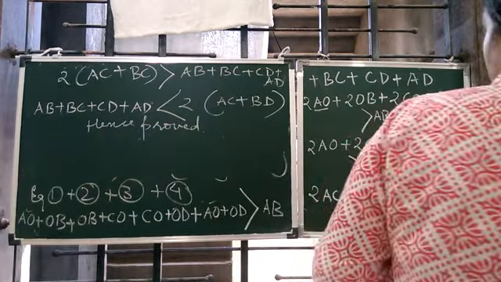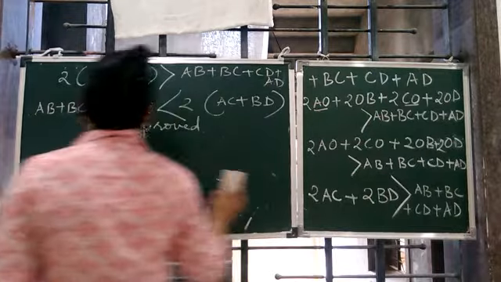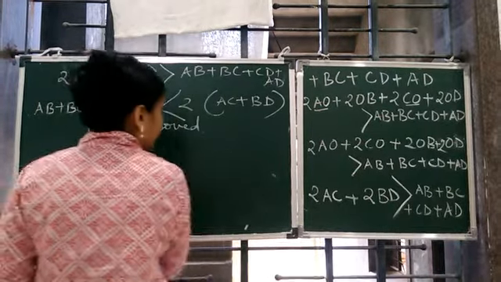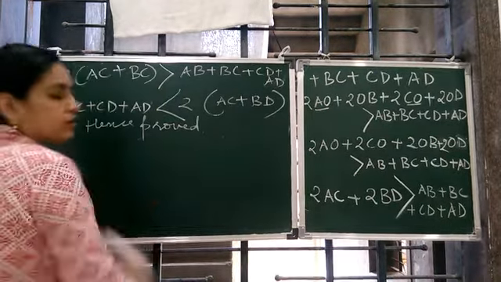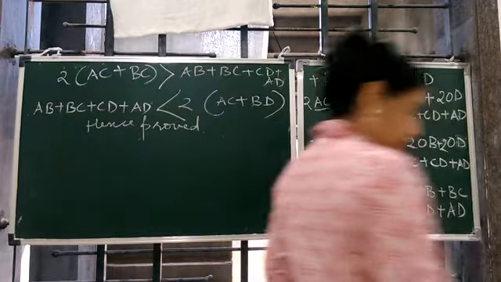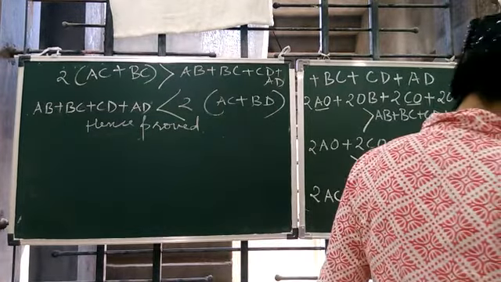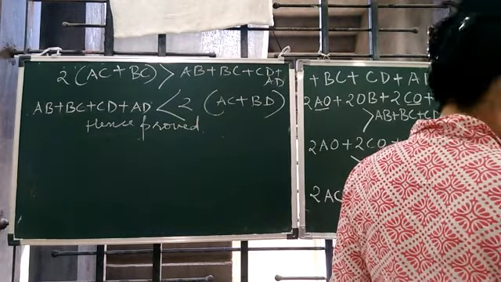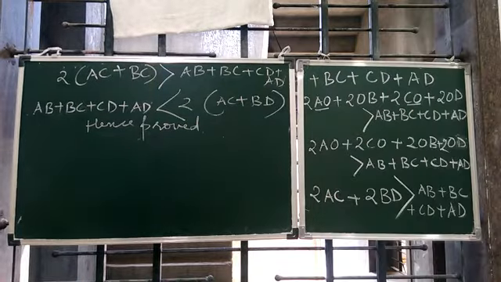So you can see, whenever you see the greater than sign, which property do you use? Sum of any two sides is greater than the third side. So this completes question number 5. Hopefully we go to question number 6.